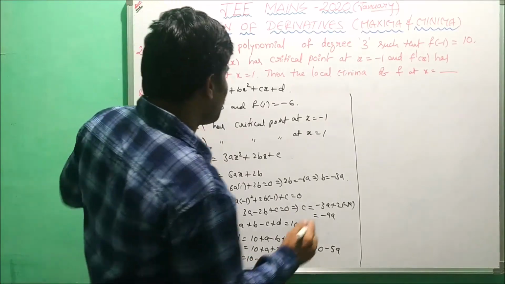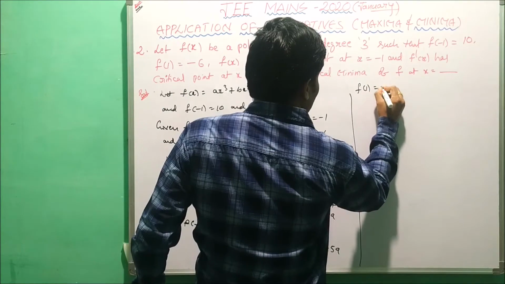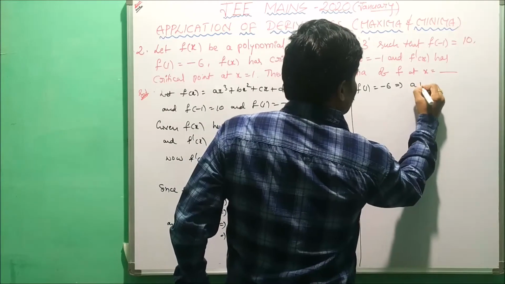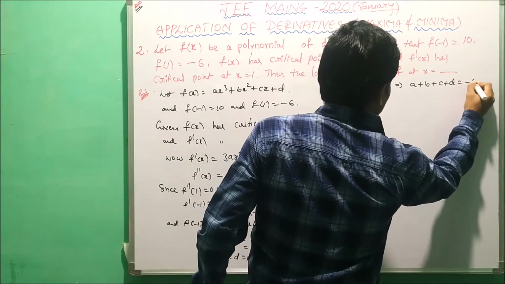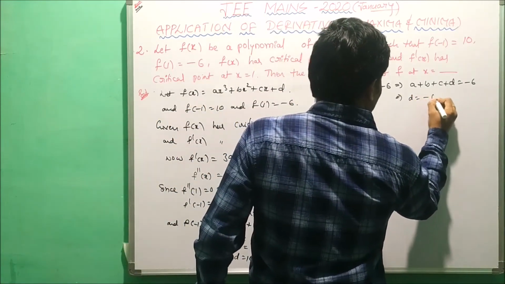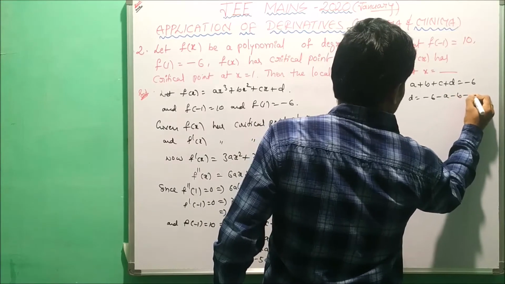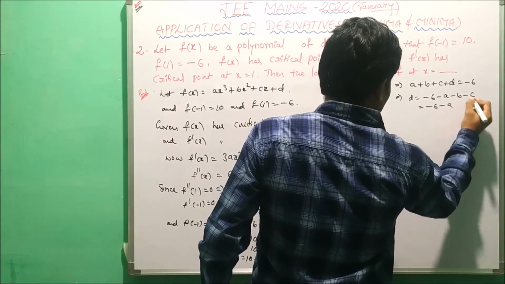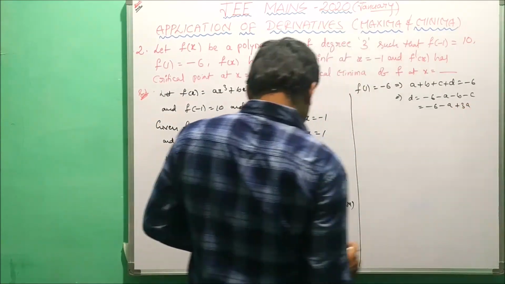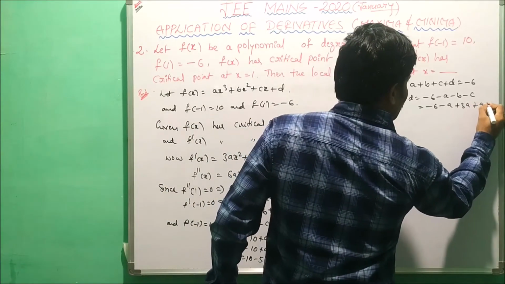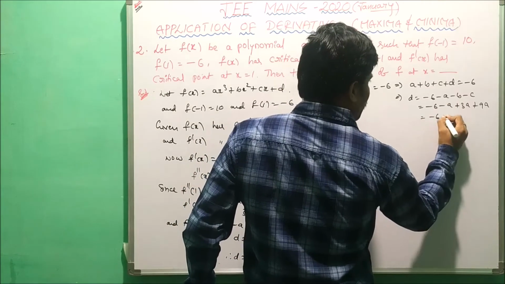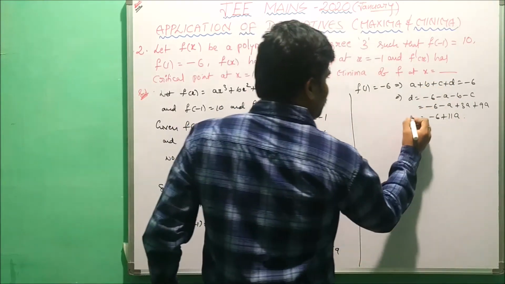Similarly, using f of 1 equals minus 6, which implies a plus b plus c plus d equals minus 6. Now from this, d equals minus 6 minus a minus b minus c. Here, minus 6 minus a, minus b means plus 3a, minus c means plus 9a. So this is 9 plus 3, 12a minus a, that is minus 11a. Minus 6 plus 11a, so that is d.